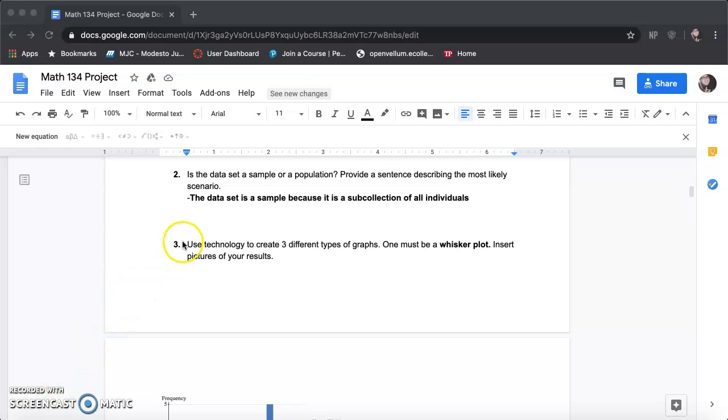The first question, question 2, is asking us what the data set is. The data set is a sample because it's a sub-collection of all the individuals.